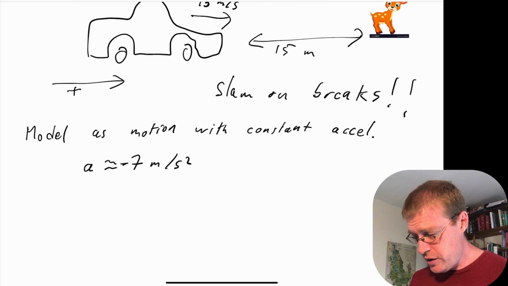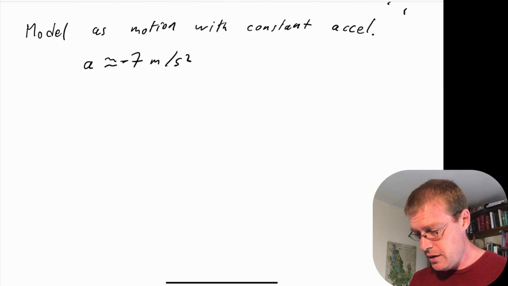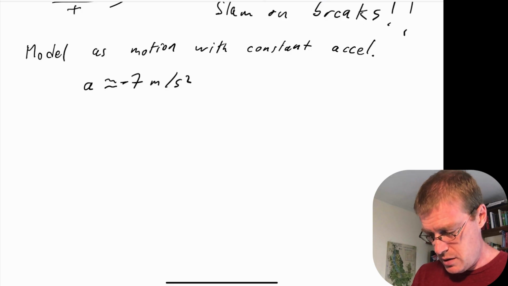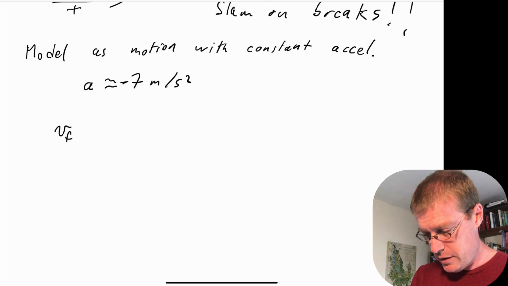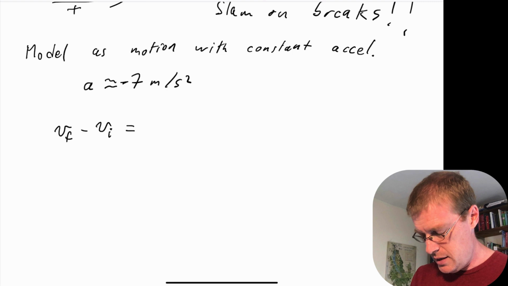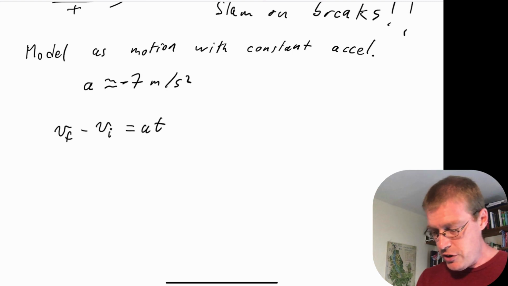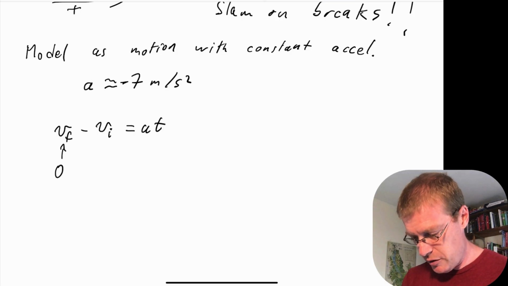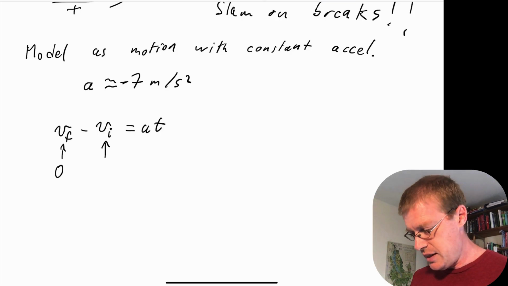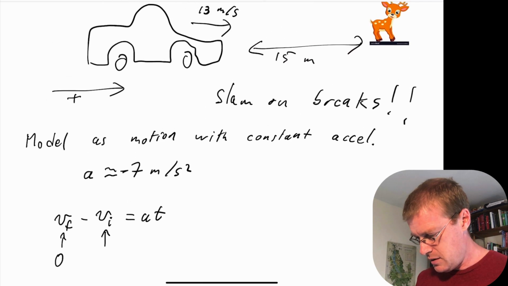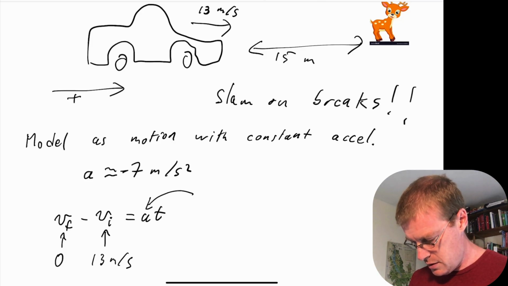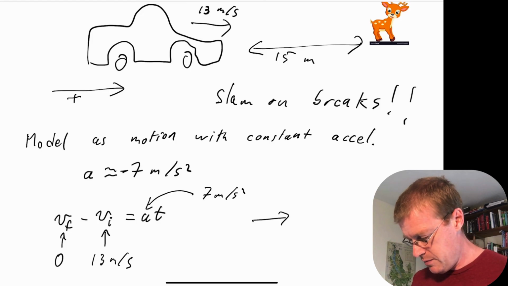So if we were to solve this using the two-step method, we'd start with saying Vf minus Vi equals At, motion with constant acceleration. And we know what the final velocity is. That's 0. We know what the initial velocity is. That was 13 meters per second. We know what the acceleration is. 7 meters per second squared. And then we could calculate time.